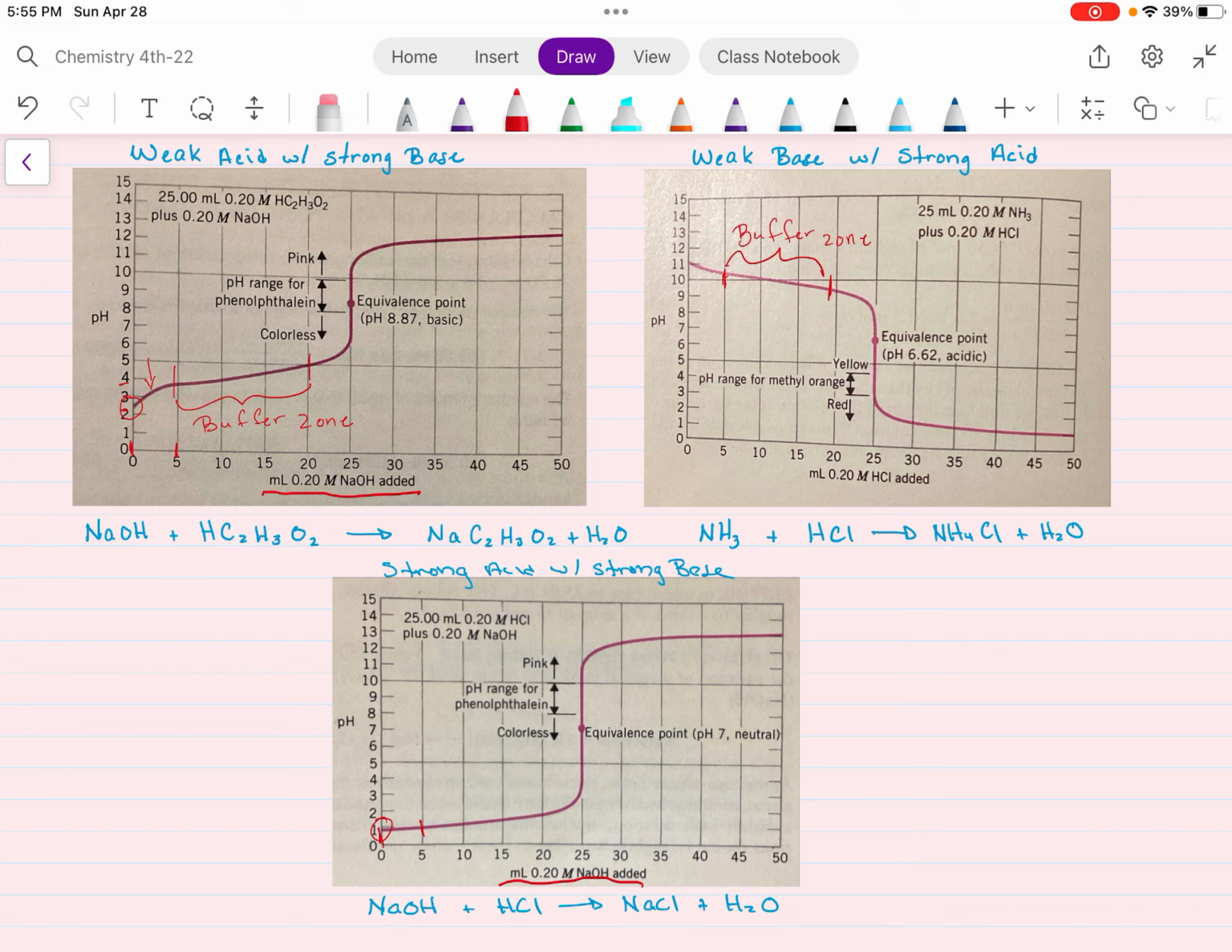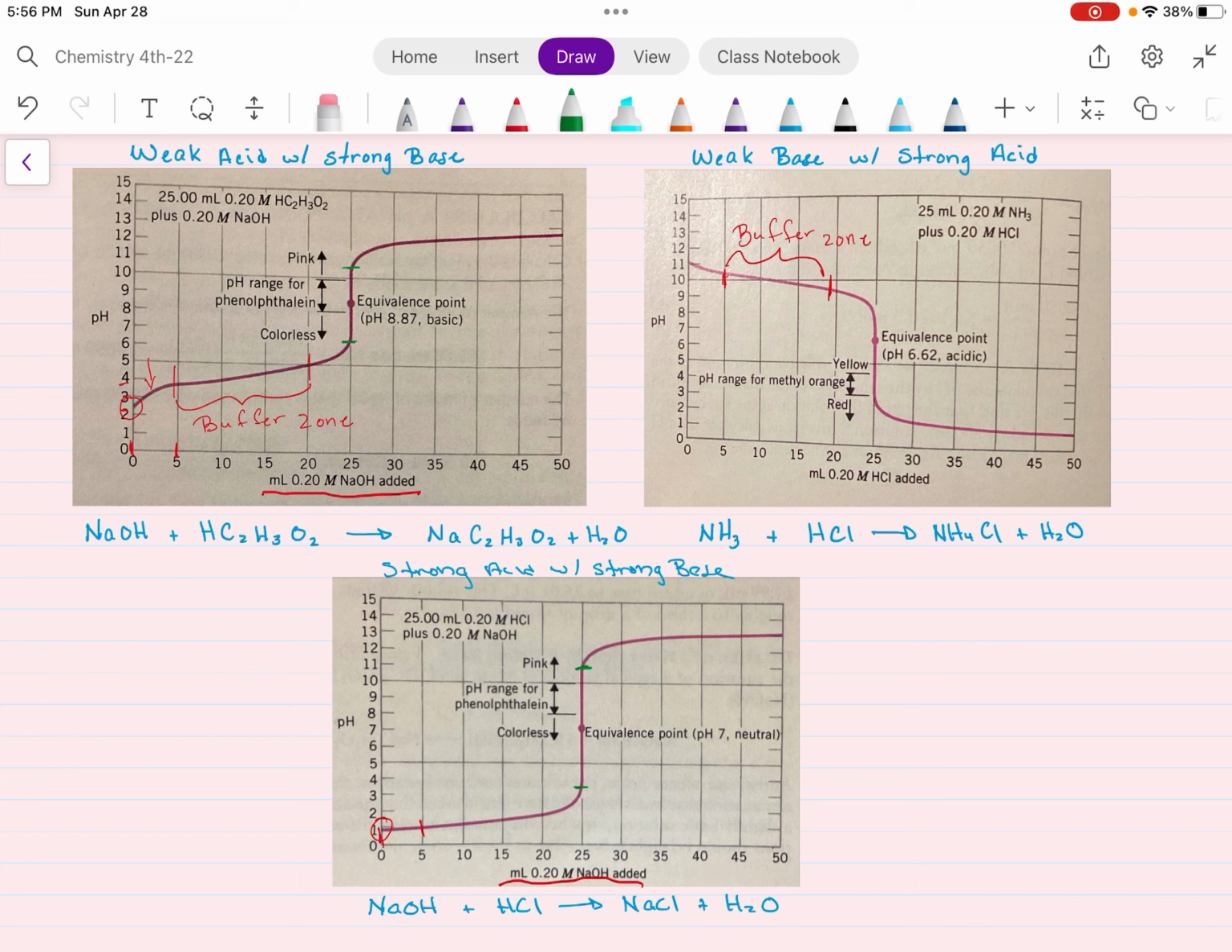The other thing I want you to pay attention to is the equivalence point area. So in the strong acid, strong base, the equivalence point happened at 25 mLs, right? We see the same phenomenon, the same amount, happen at 25. But I want you to look at the increase that we see in a strong acid versus a strong base compared to what we see in a weak base or a weak acid with a strong base, right?